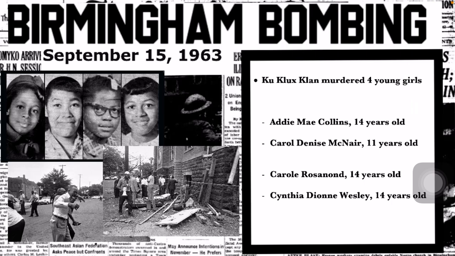Four months later, Ku Klux Klan members, on September 15, 1963, killed 4 young girls: Addie Collins, age 14, Carol McNair, age 11, Carol Robertson, age 14, and Cynthia Wesley, age 14, in an explosion at a Baptist church.